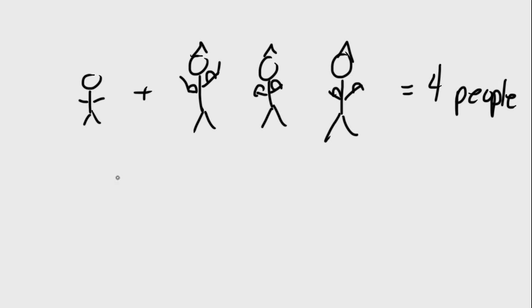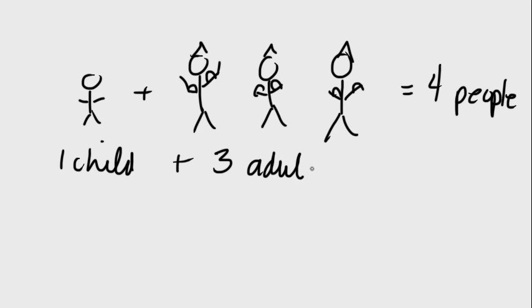We could leave it the way it was, one child plus 3 adults, but we wouldn't be able to do anything with that. We can't add that because they're not the same units. So in this case, we say there's 3 adults and a child, or 1 child and 3 adults. But if we change all of them to the same units, 3 people plus one person, or 4 people, we can combine them and make it something that we can work with. And that's the same thing we're going to do with fractions today.